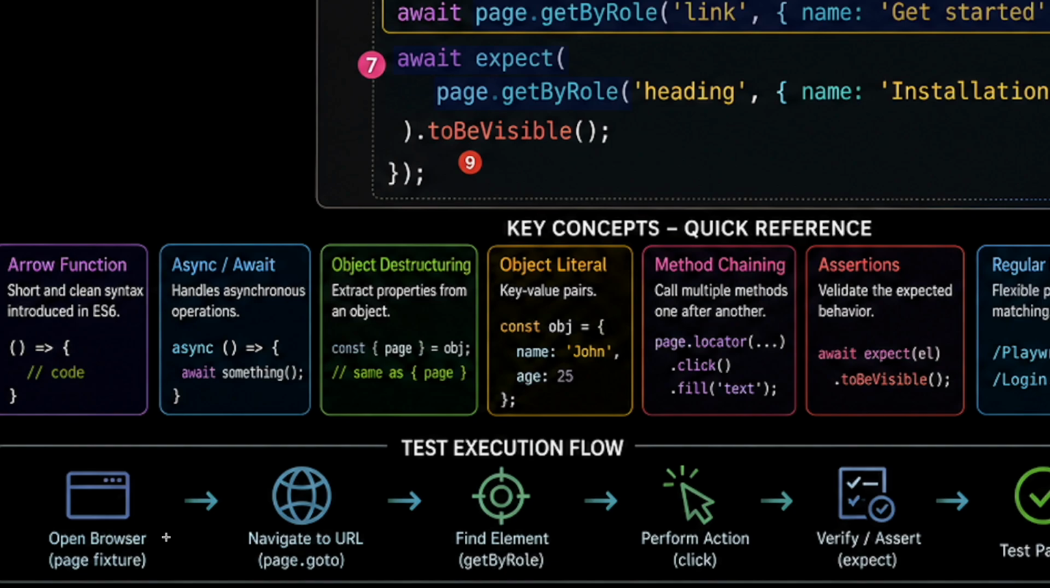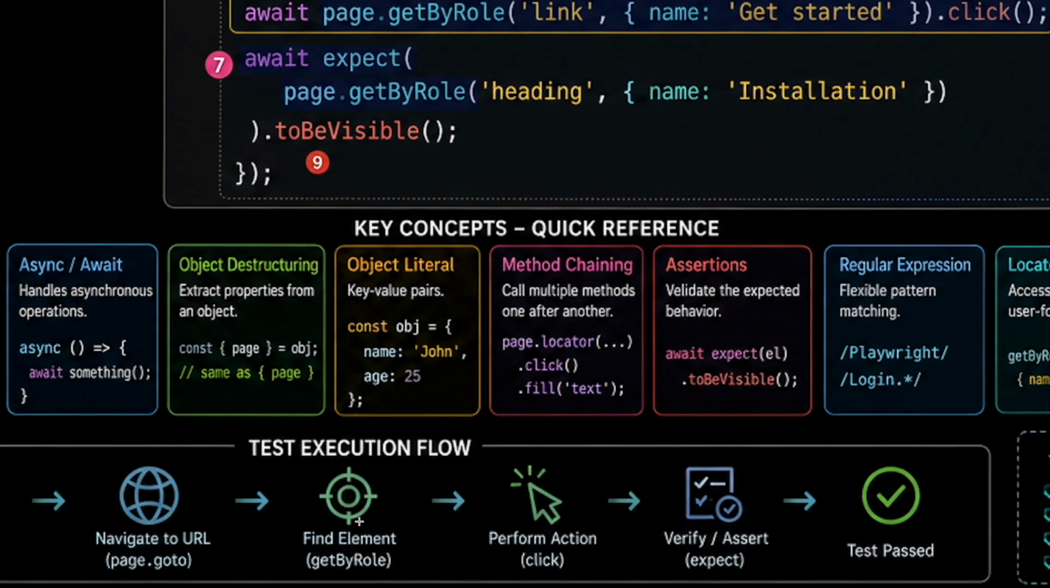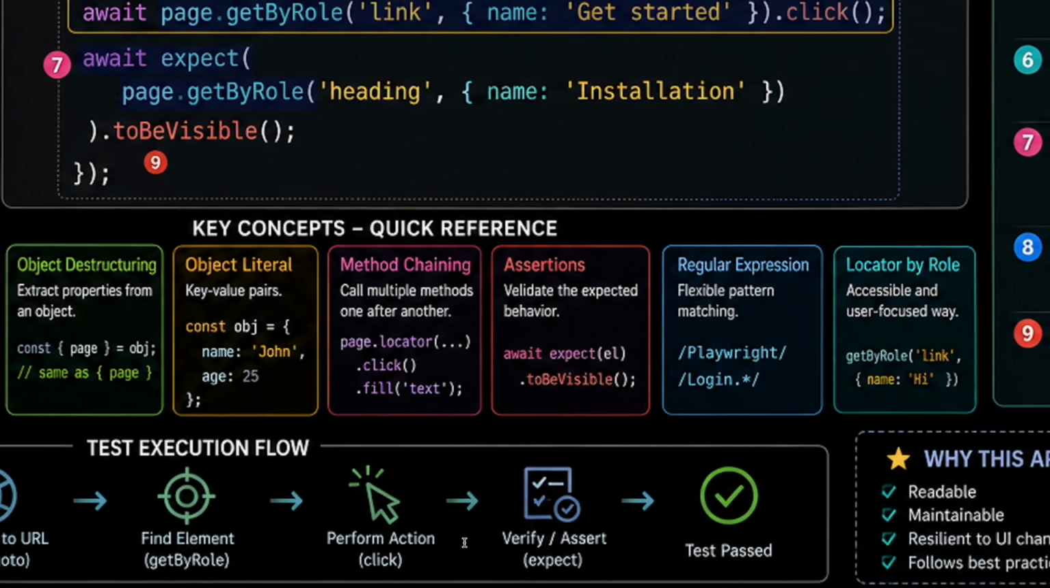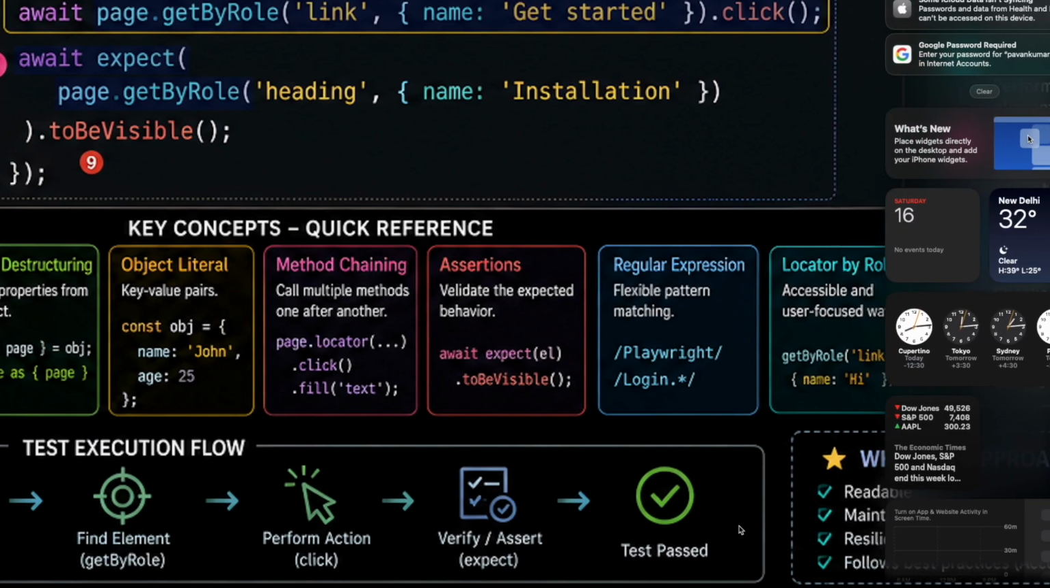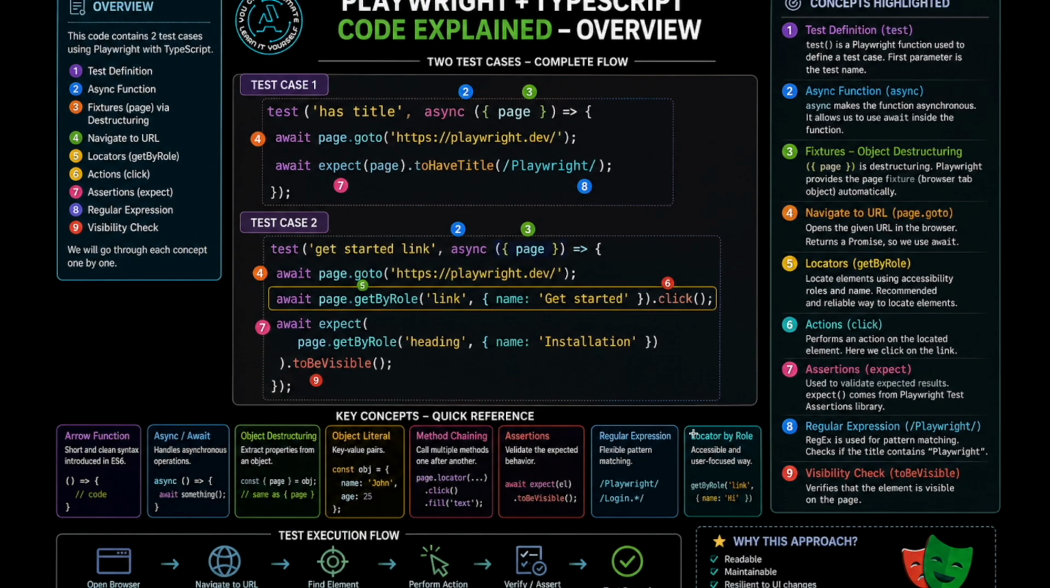and this is how the execution happens. Once the browser opens, it navigates to the URL and finds the element by using getByRole and performs the action by click. Then it performs the assertion, then finally the test case is passed. So this is the test case that it gave from the Playwright sample test case.